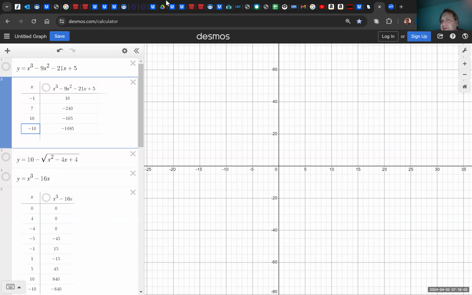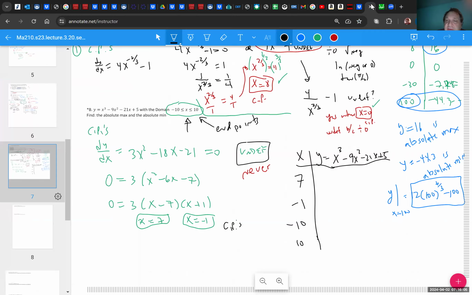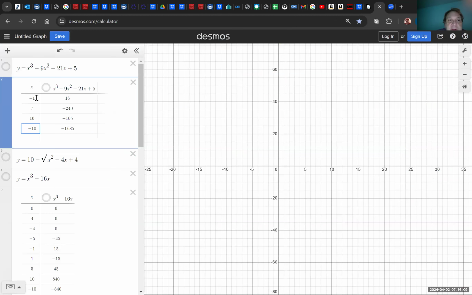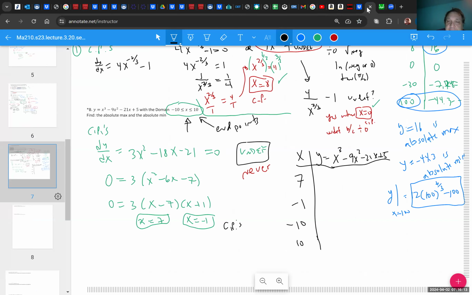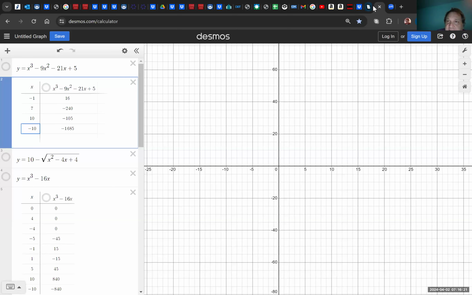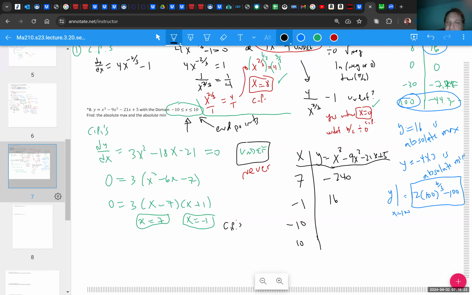And so you'd have to show the table. I'm not sure how much time we want to spend with me recreating tables here. But on your homework page, 7 has the value of -240. -1 has a value of 16. -10 has a value of -1685. And +10 has a value of -105.